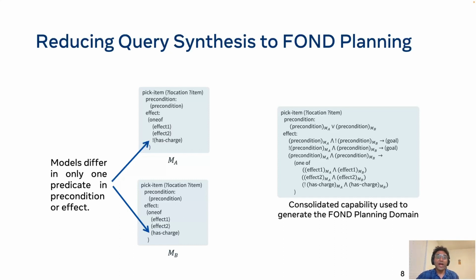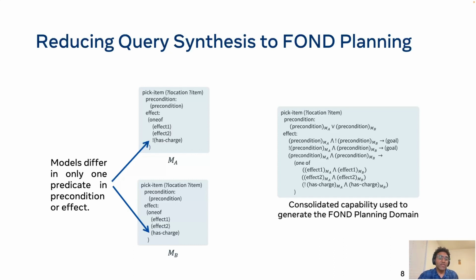Now we generate a consolidated capability using these two models, which has its precondition set to the disjunction of MA and MB's precondition. So for each predicate, we have two separate copies, one keeping track of how MA is going to modify it, and the other keeping track of how MB is going to modify it. Right. So we have the precondition that either MA should be able to execute this capability or MB should be able to execute this capability. And then we have three possible effects.